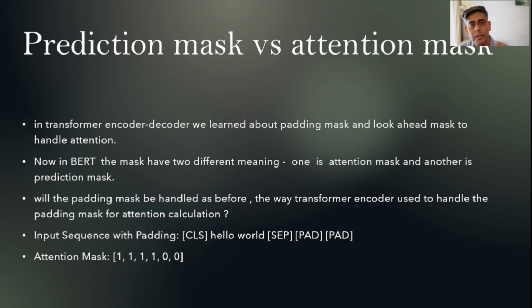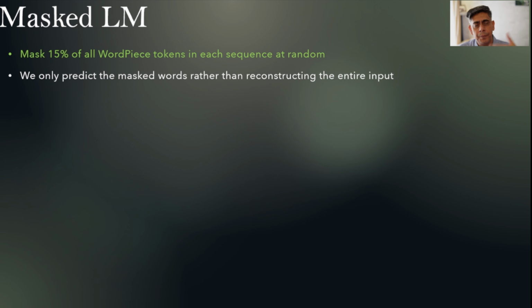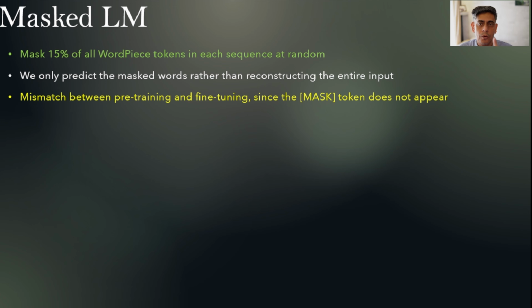And now we are talking about dropping some of the tokens from the model input. That is what is called masking, and we call this the prediction mask. Masking 15% of all the tokens that we have. Although prediction will happen for all the tokens, we will only calculate the loss for those masked. Now you can imagine that that is what is happening during pre-training time.